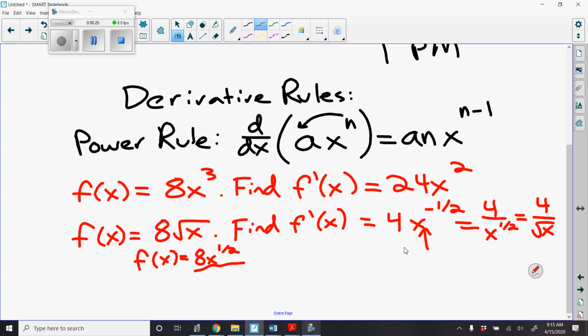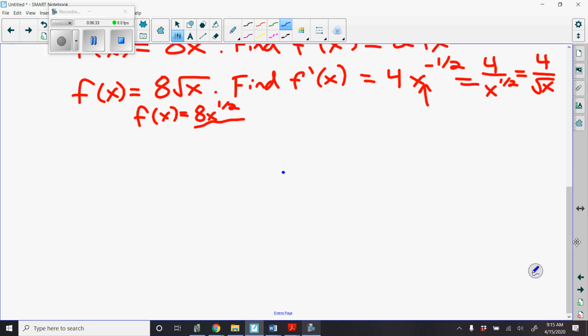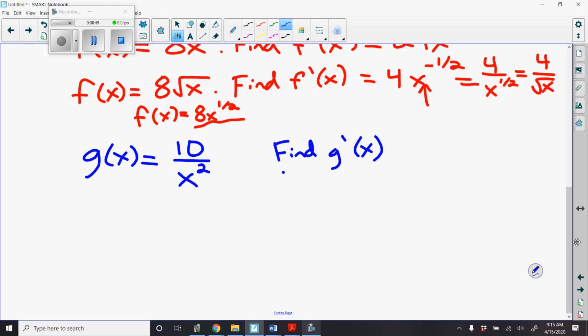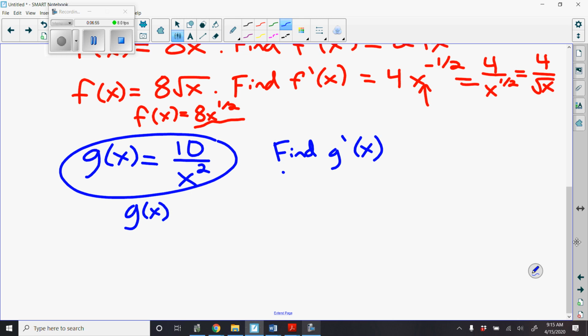Also, if you have something like this, find g prime. And this is not in ax to the n form. So I want to rewrite g of x to be in the form 10x to the negative 2. Now I can perform my derivative.